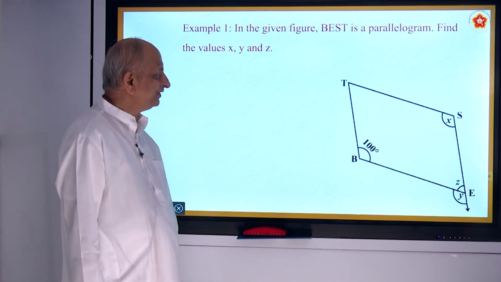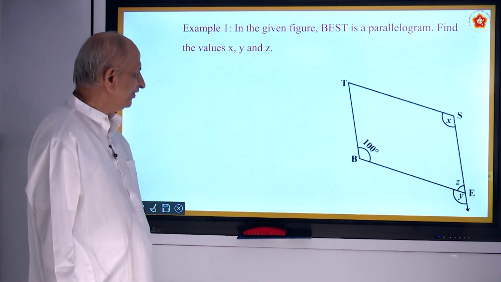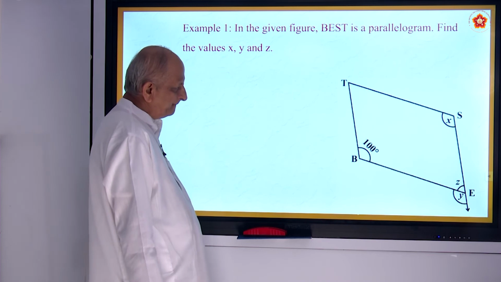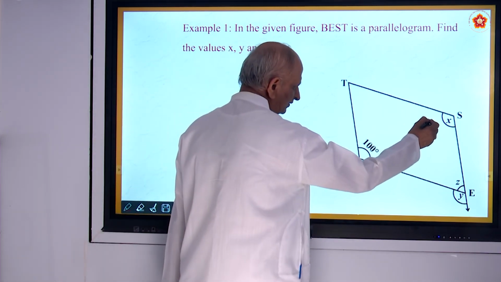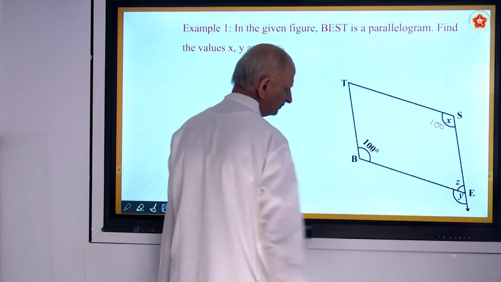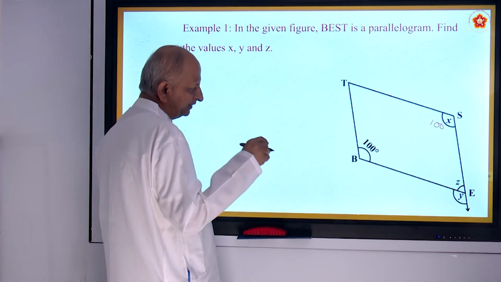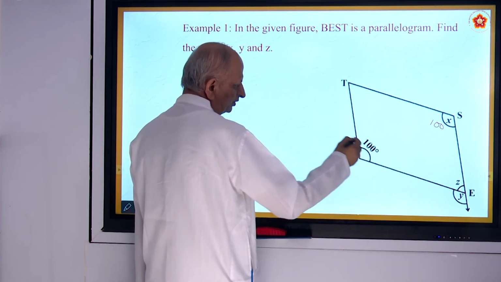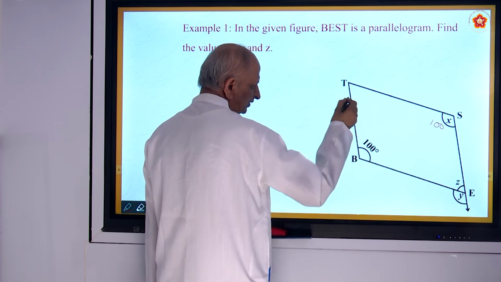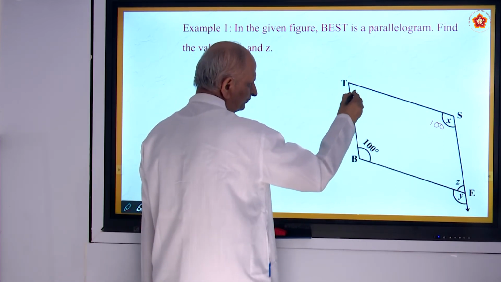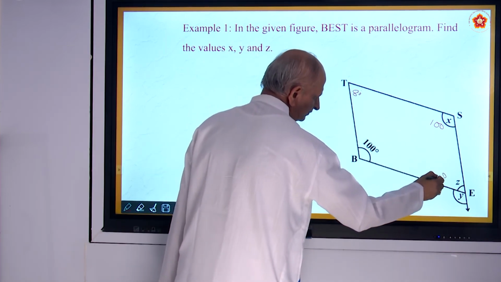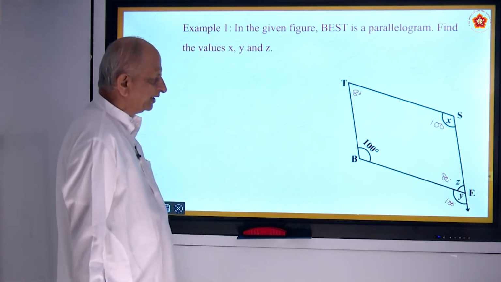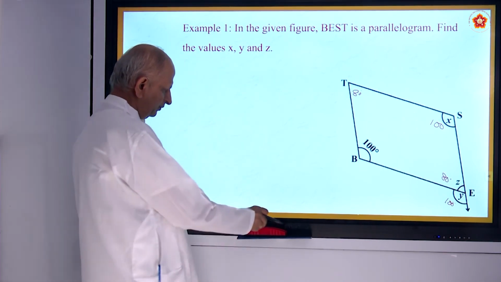So, here is a BEST parallelogram. Find the value of x, y, z. So, here one simple property, no, angle B is equal to angle S, therefore, this will be equal to 100 degrees. And as we have done previously, the opposite angles are equal, and therefore, you can say 100 plus 100 is 200, and 360 minus 200 is 160, by 2, that is 80 you get, and this will be 100, that is all, because they are called adjacent angles. Okay, we will go step by step now.